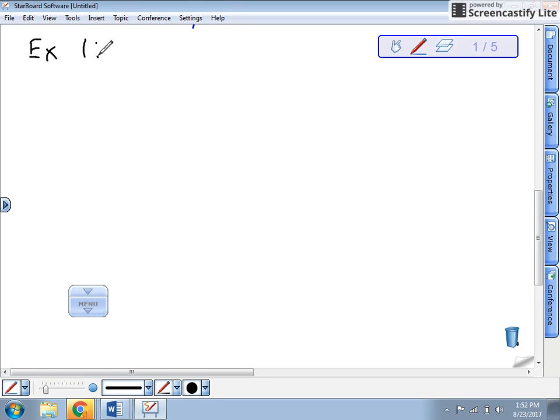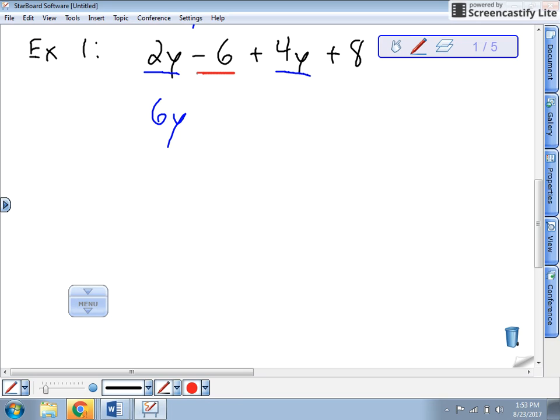Example 1, we've got 2y minus 6 plus 4y plus 8. So we've got 4 terms, we've got some constant terms, some variable terms. We're combining like terms. That's all we can do. What I like to do is underline or circle the ones that are like terms. So the 2y and the 4y I can combine. So when I do 2y plus 4y, I know that's going to be 6y. And then I can combine the minus 6. Again, that minus sign is with the 6 plus 8. So minus 6 plus 8 is positive 2. So that is my answer, 6y plus 2. It's that simple. We're just going to be combining like terms.